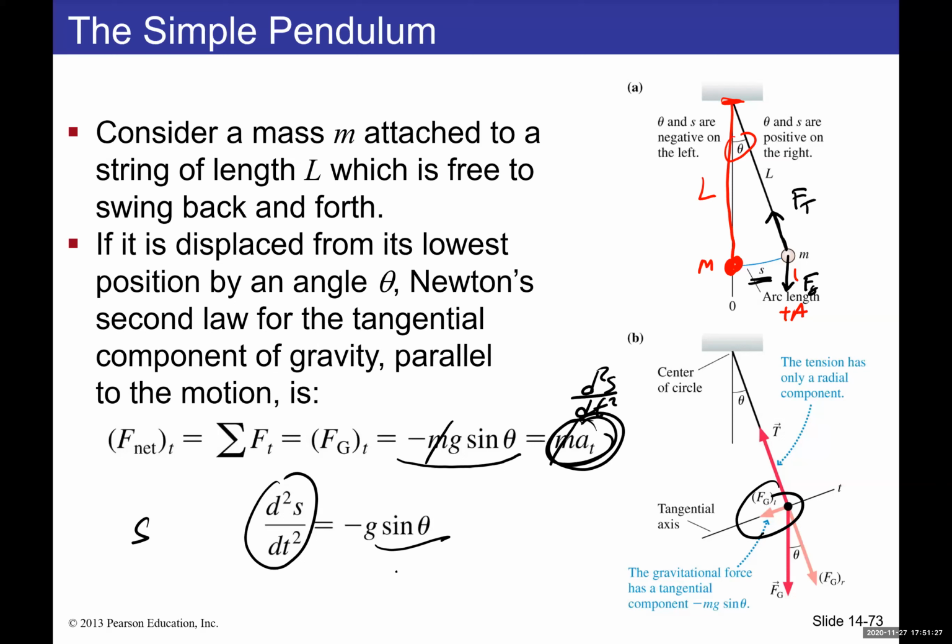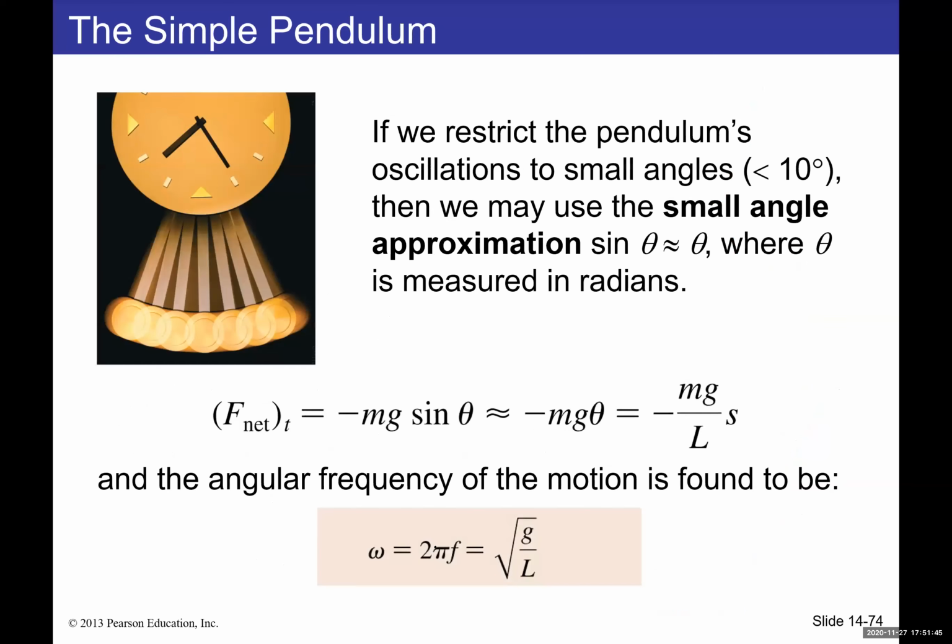And that's because we have this relationship, if you remember, the arc length S equals L, the radius or length, times the angle theta. So S equals L times theta. Now, still, I don't have S, I don't have theta, I have the sine of theta. But what we do here is this. There is what we call a small angle approximation, where if the angle is less than 10 degrees, sometimes even less than 5 degrees, then sine of theta is approximately theta. So then the sine of theta can be replaced with theta.